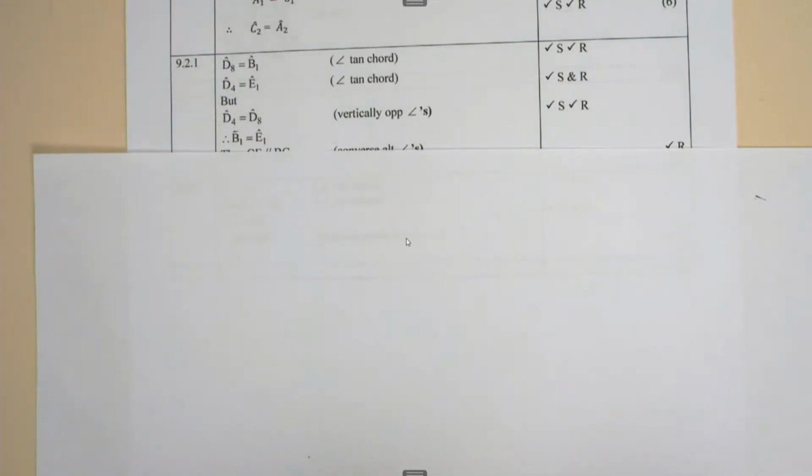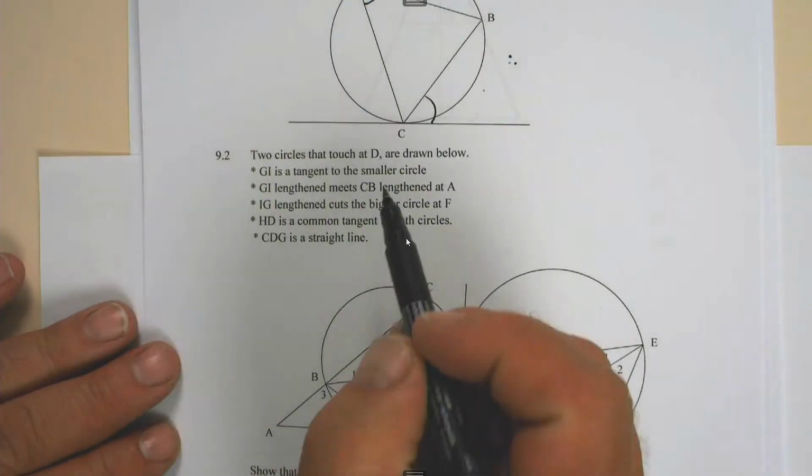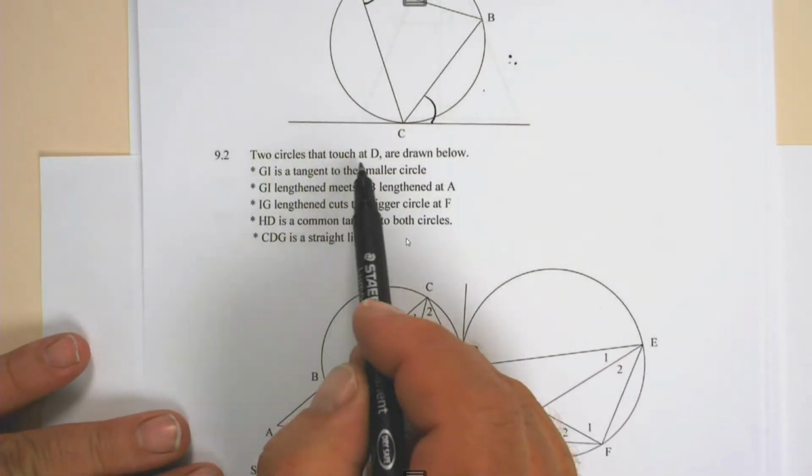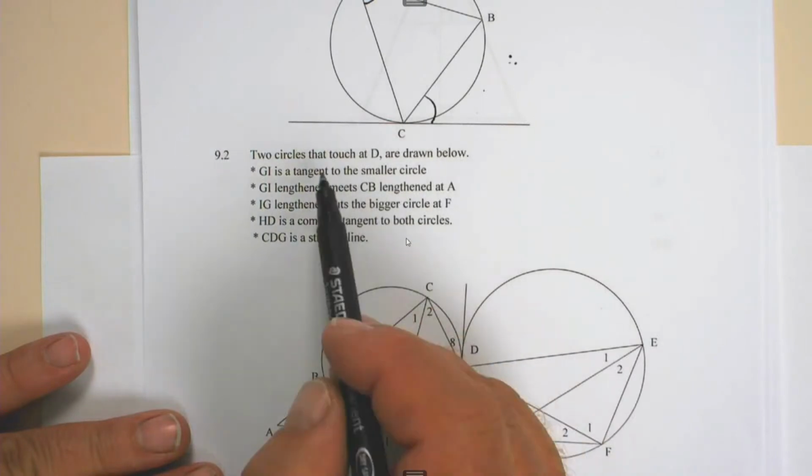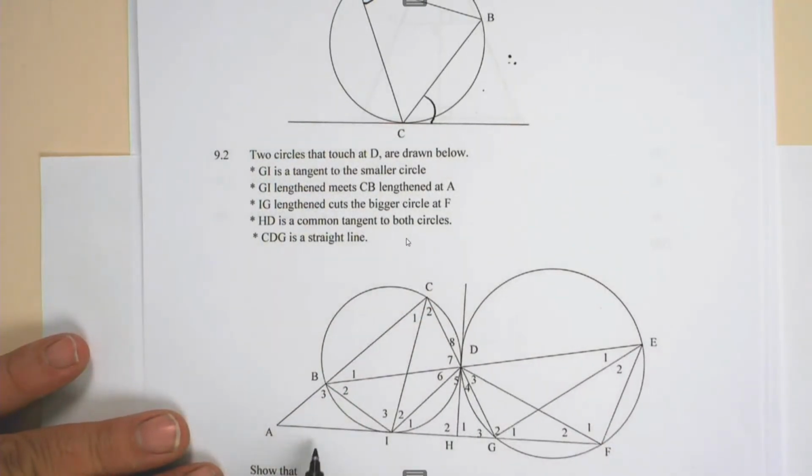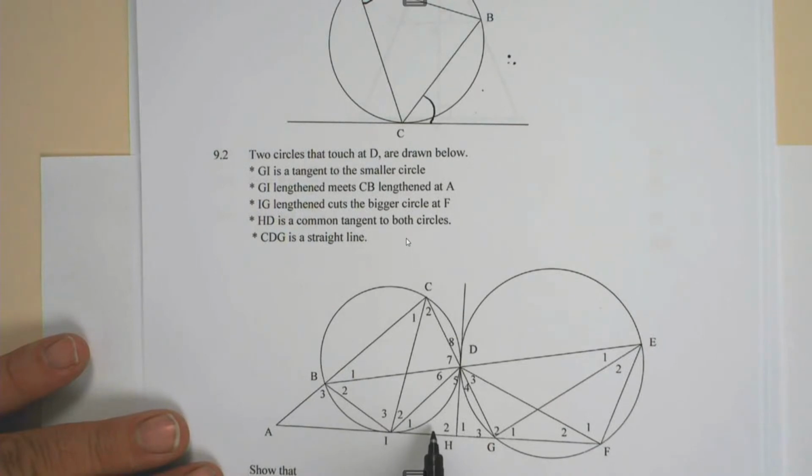Right, in question 9.2.1, they say two circles that touch at D are drawn below. GI is a tangent to the smaller circle. GI lengthened meets CB at A. IG lengthened cuts the bigger circle at F.